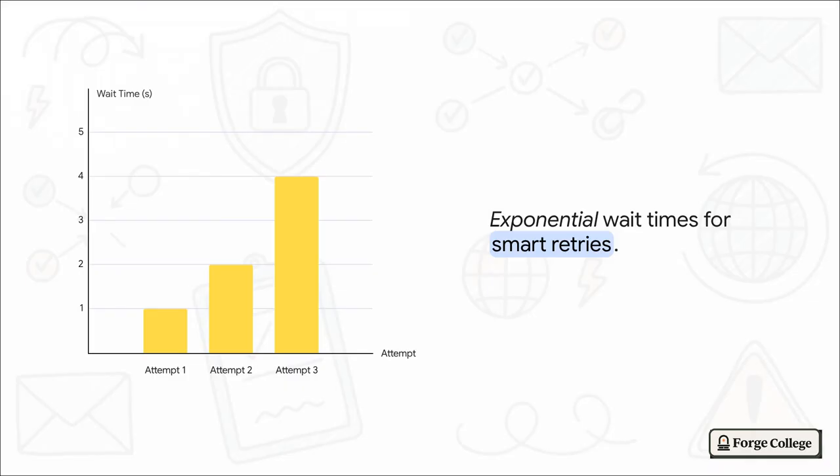Using an exponential curve means if attempt 1 fails, we wait 1 second. Attempt 2 fails, we wait 2 seconds. By attempt 3, we're waiting 4 seconds. We're giving the network time to breathe and recover, instead of aggressively hammering a struggling RPC node. It's polite to the network, and honestly, it keeps your system from completely overwhelming itself.